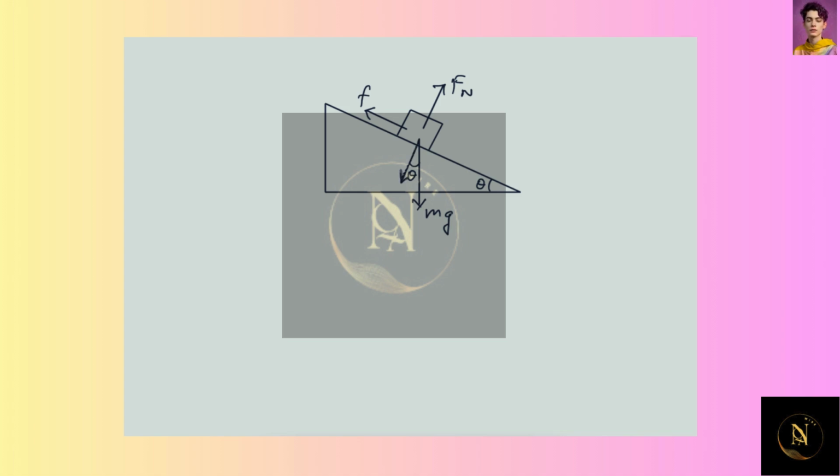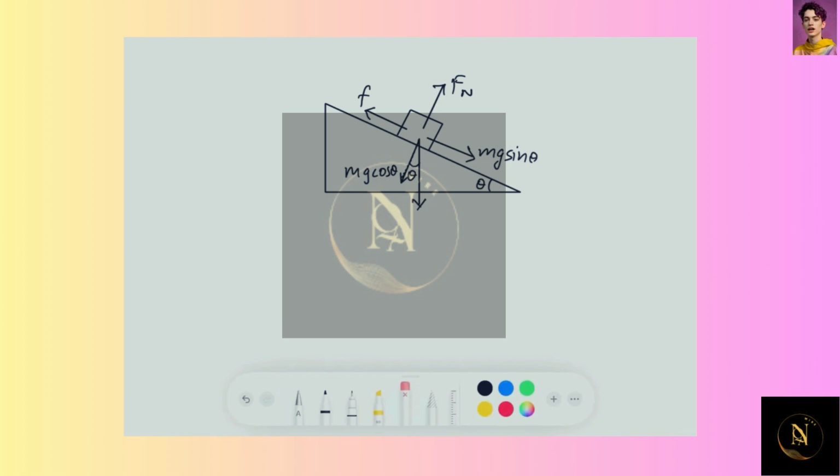So the component of gravitational force perpendicular to the ramp will be mg cos theta, and the component of gravitational force parallel to the ramp will be mg sin theta. So we have two components of gravitational force. Now we will take the direction perpendicular to the ramp as positive y-axis and the direction down the ramp and parallel to the ramp as positive x-axis.